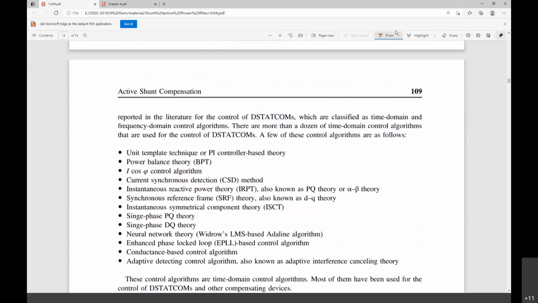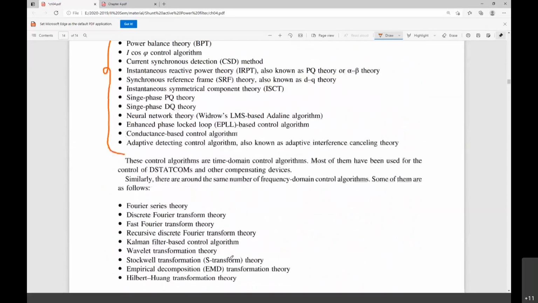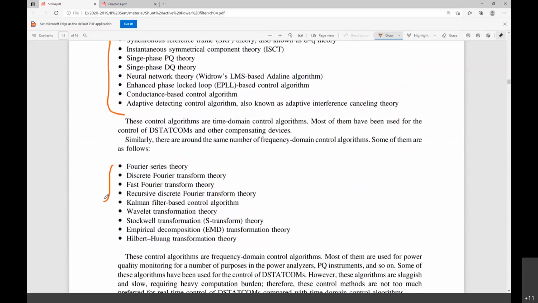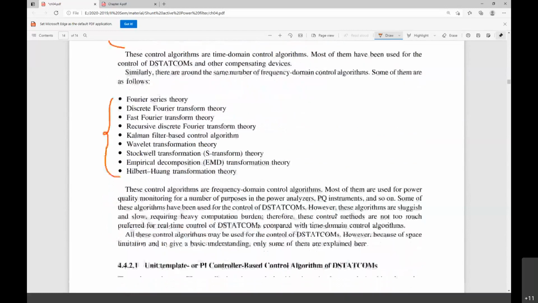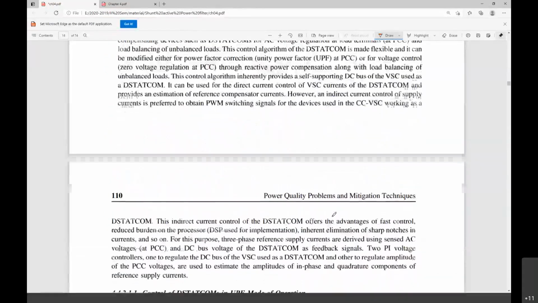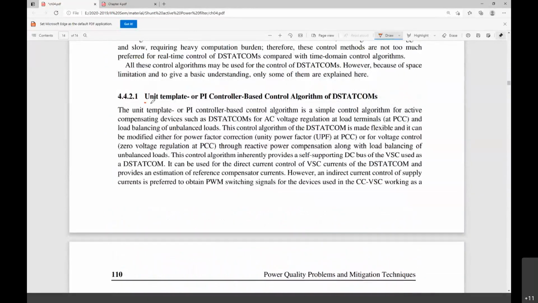We have time domain current control algorithms. These are the time domain control algorithms which can be developed to control the DSTATCOM. These are all the frequency domain control algorithms. One simple algorithm which I'm just going to explain is a unit template or PI control based control.